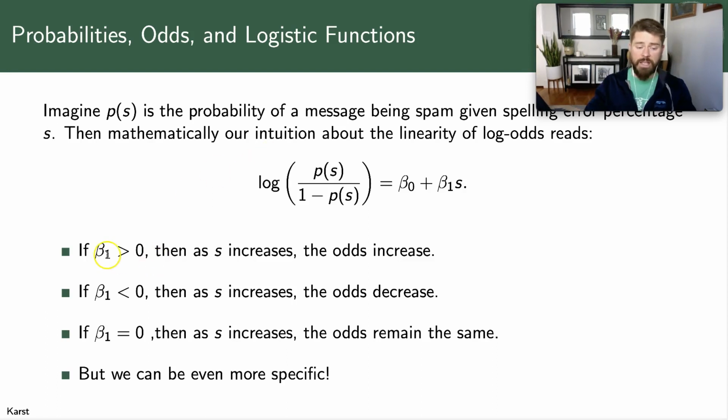For instance, we can say that if beta 1 is positive, this coefficient, then as S increases, the log of the odds increases, therefore the odds increase, therefore the probability increases, because all of those things trend up monotonically together. If the log increases, the odds increase. If the odds increase, the probability increases. So if beta 1 is positive, then odds go up as S goes up. Similarly, if beta 1 is negative, then as S goes up, the odds go down. And if beta 1 equals 0, then changing S has no effect on the odds.